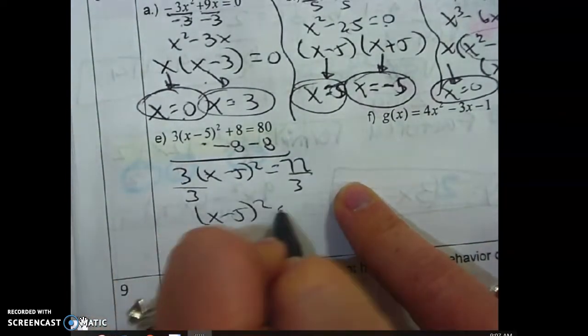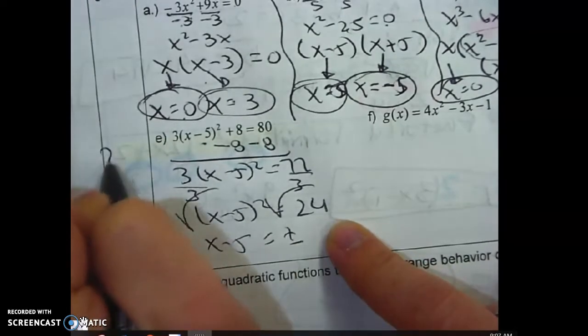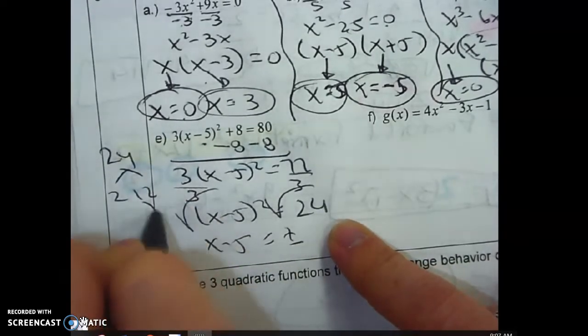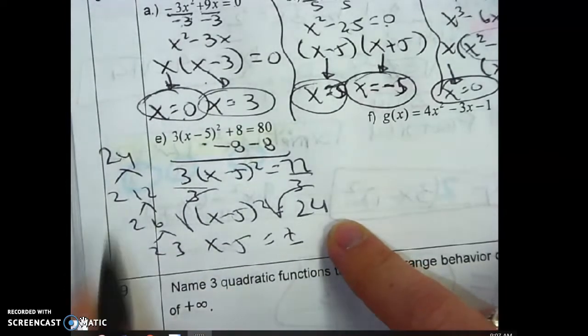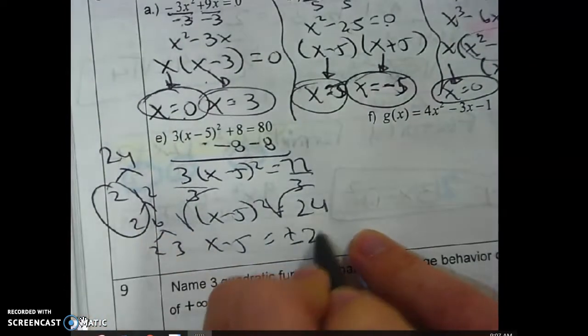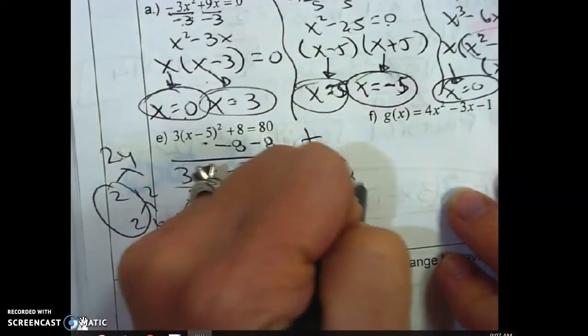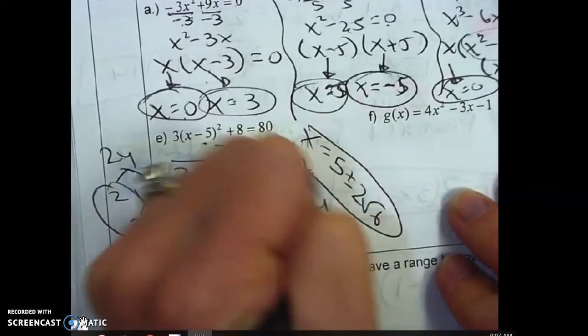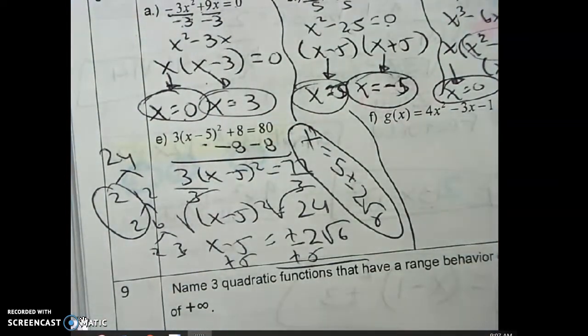Square root, x minus 5 equals plus or minus the square root of 24. You can't leave it 24, so I have to tree it. If you don't tree it and you leave it 24, you will lose a point. Okay? There's my double. That's what's left. Then add 5. X equals 5 plus or minus 2 rad 6. There's no bonus for giving me the decimal. Give me that. It's fine.